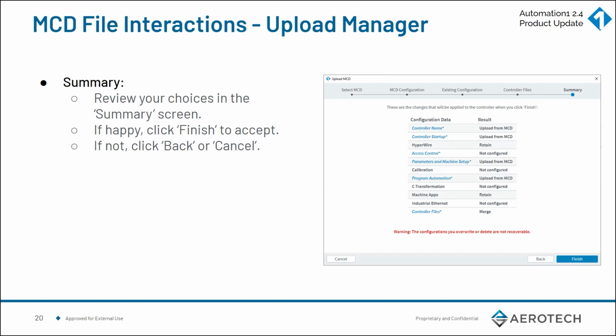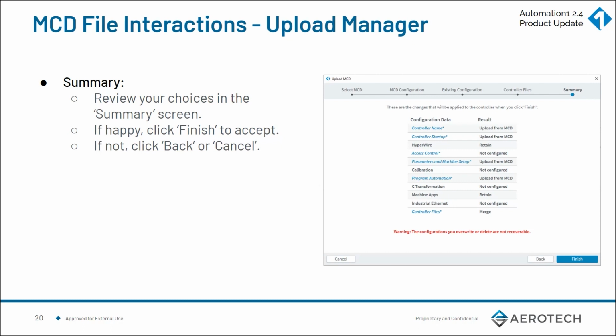Because in Automation1, every controller needs to have an active machine controller definition. Although off the controller, the machine controller definition is sort of a file, while you're working on a controller, it really is the definition of the controller. So this is what you're doing to overwrite your current controller and change the way it's configured. That's what this upload manager is doing.